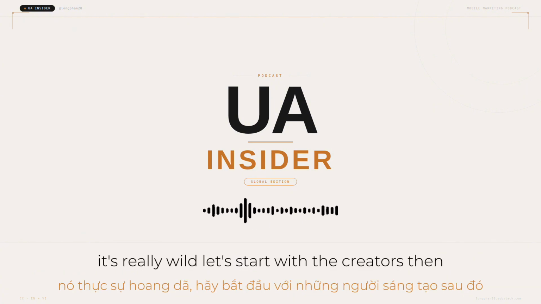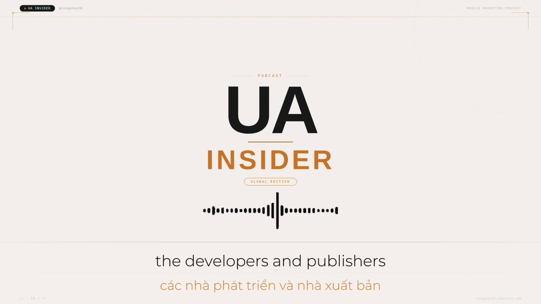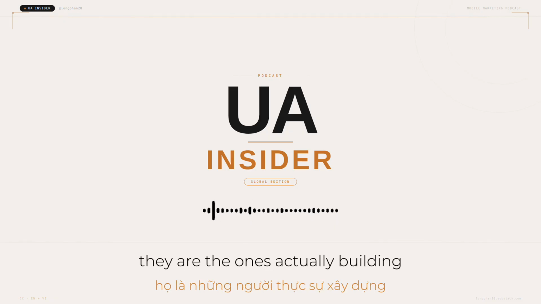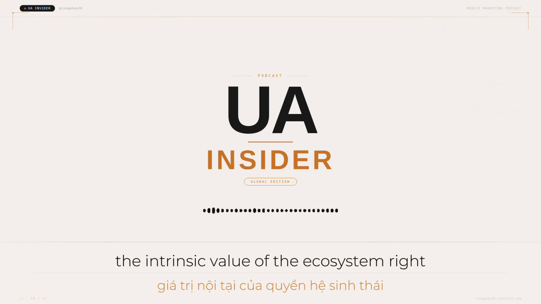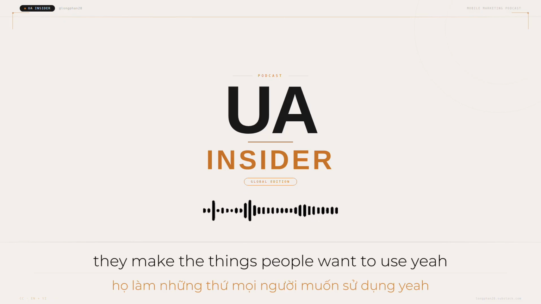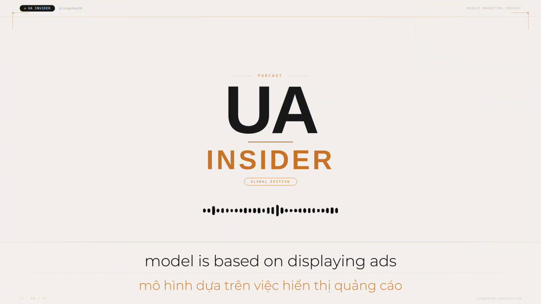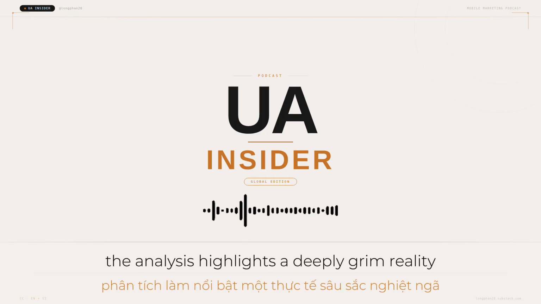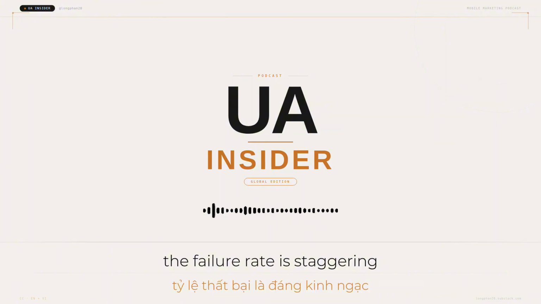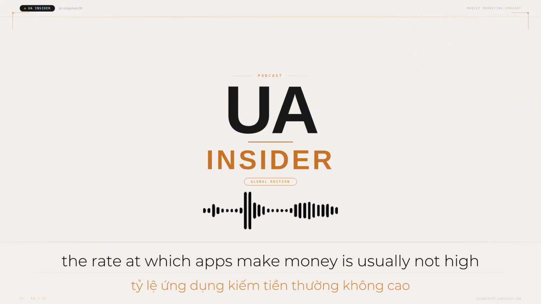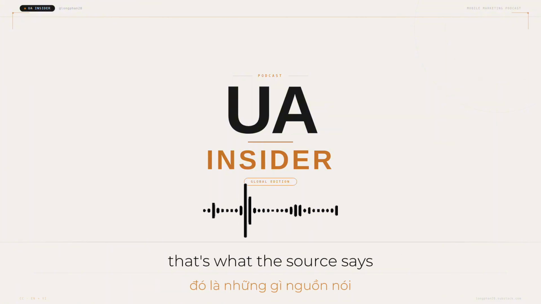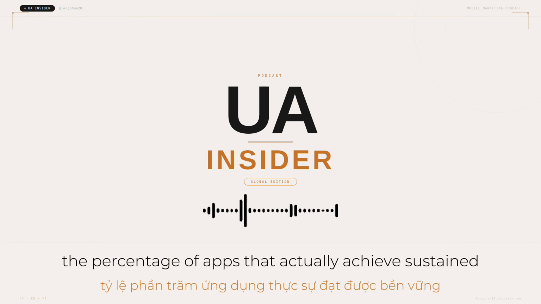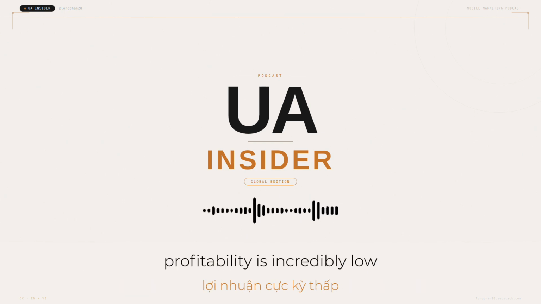It's really wild. Let's start with the creators then, the developers and publishers. Okay, so they are the ones actually building the intrinsic value of the ecosystem, right? They make the things people want to use. Yeah. But whether their revenue model is based on displaying ads, facilitating in-app purchases, or driving subscriptions, the analysis highlights a deeply grim reality. The failure rate is staggering. It really is. The rate at which apps make money is usually not high. That's what the source says. The percentage of apps that actually achieve sustained profitability is incredibly low.